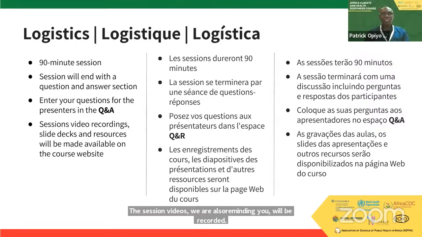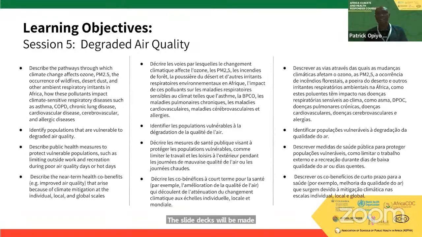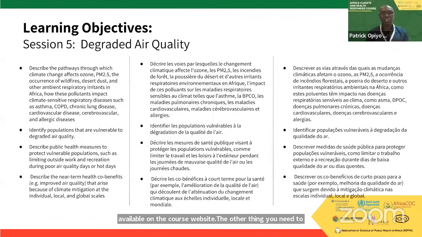The other thing that you need to know is that today our learning objective is very, very interesting, because we want to describe the pathways through which climate change affects ozone, PM 2.5, occurrence of wildfire, desert dust, among others, and how these pollutants eventually impact climate-sensitive respiratory diseases such as asthma, among other diseases, and even cardiovascular diseases.